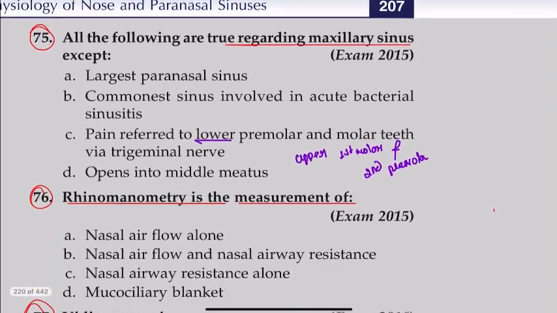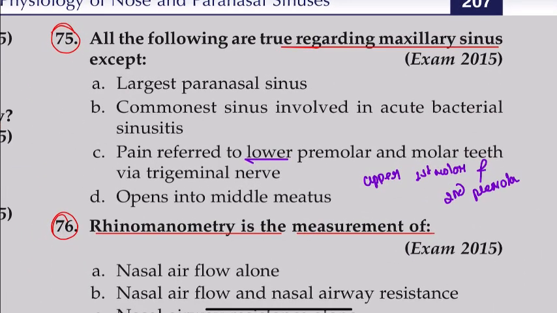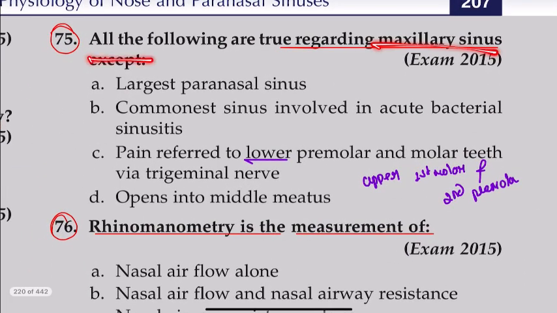Similarly, all of the following are true regarding the maxillary sinus except, right? Largest paranasal sinus, yes. Commonest sinus involved in acute bacterial sinusitis, that is also right. Refers pain to lower premolar and molar teeth via the trigeminal nerve? No, these are the upper first molar and second molar. So this is not the right answer. In maxillary sinusitis, pain is referred to the upper teeth, not the lower teeth, right? Opens into the middle meatus, that's right. So the answer is option C.